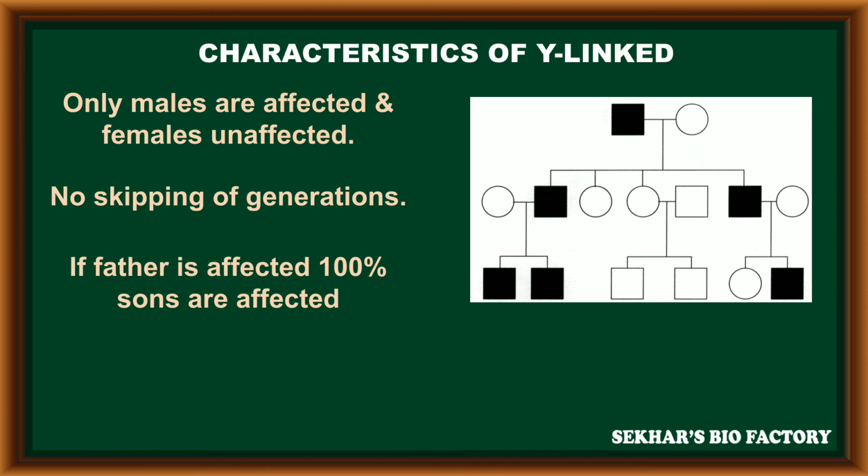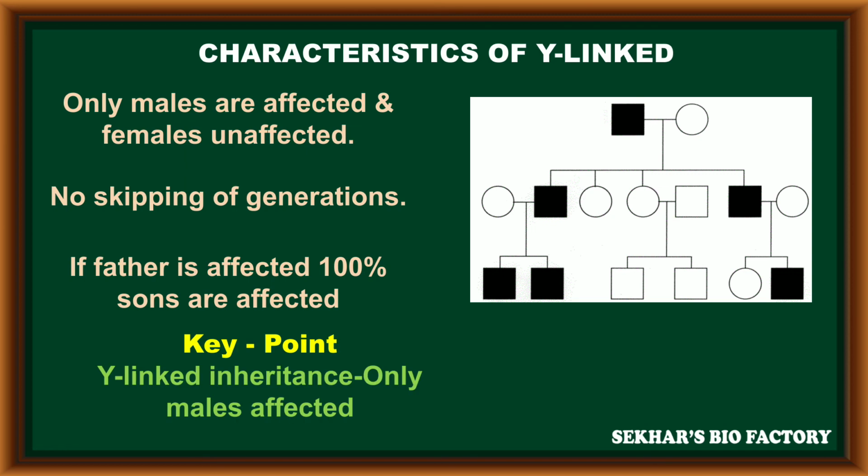So it is the flowchart. In this pedigree chart, we can observe that all males are affected. There is no affected female. And if a father is affected and all his sons are affected, it indicates that it is a Y-linked disorder. And the main key point here is, in Y-linked inheritance, only males are affected.